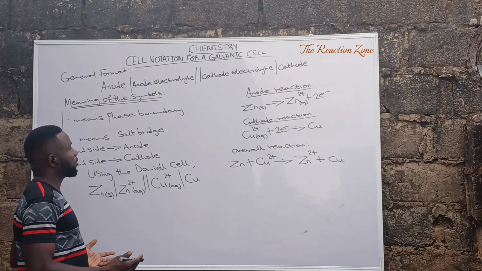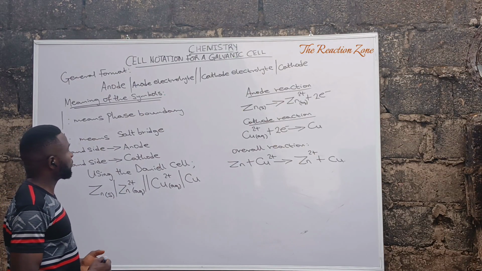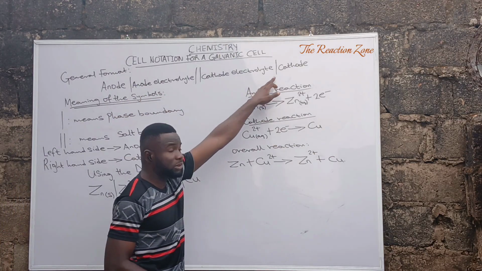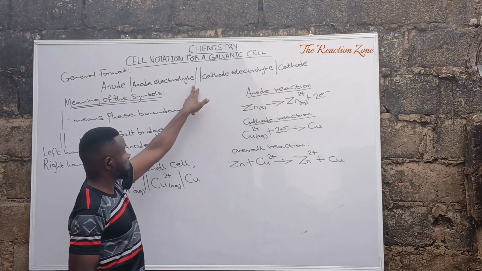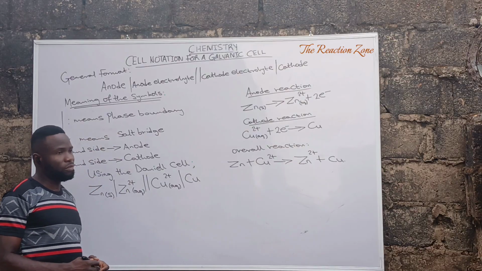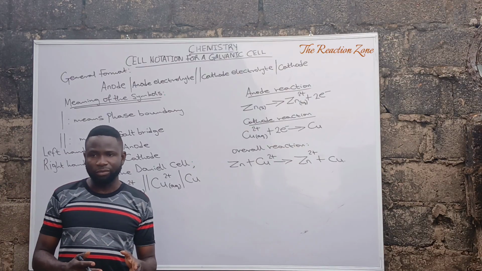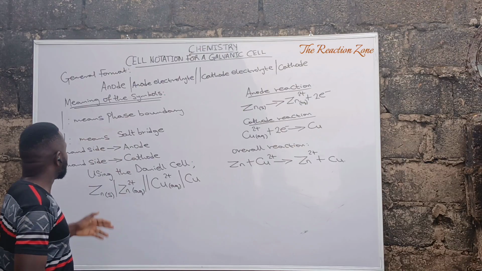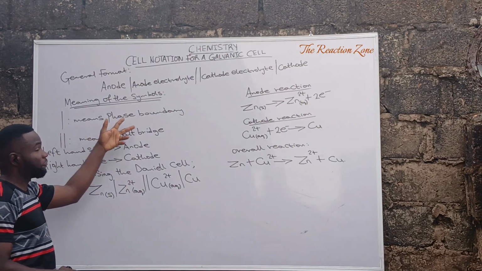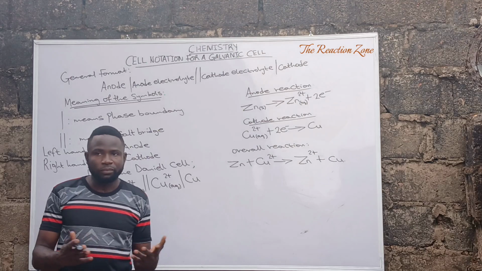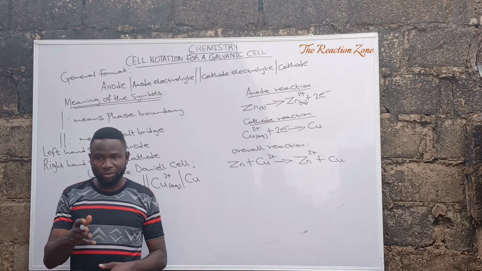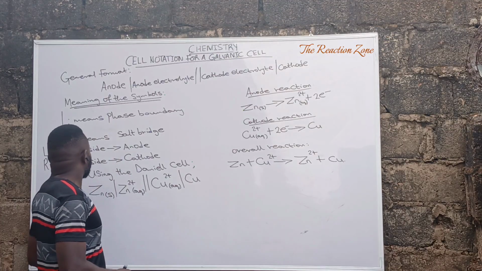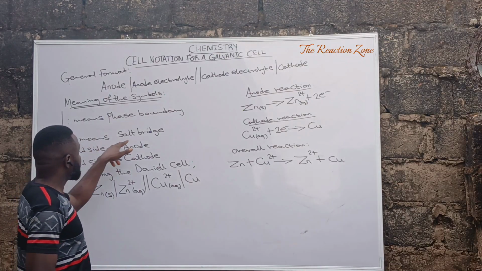Now, if you look at this general format, you will discover that there are single vertical lines at some points, and there is also a double vertical line. So we're going to start by looking at what these single vertical lines as well as the double ones represent. The single vertical lines being phase boundary. An example of a phase boundary is the boundary between a solid and a solution. The double vertical line means salt bridge.